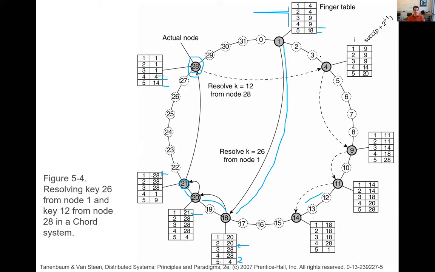So we zoom over here to 4. Again, same thing here. We're looking up key 12. Right there. So we go to the one right before at 9. So now we're here, and 12 fits in right here. So that gets us to node 11. Again, follow the next pointer. And this is the ultimate destination where the data is located.